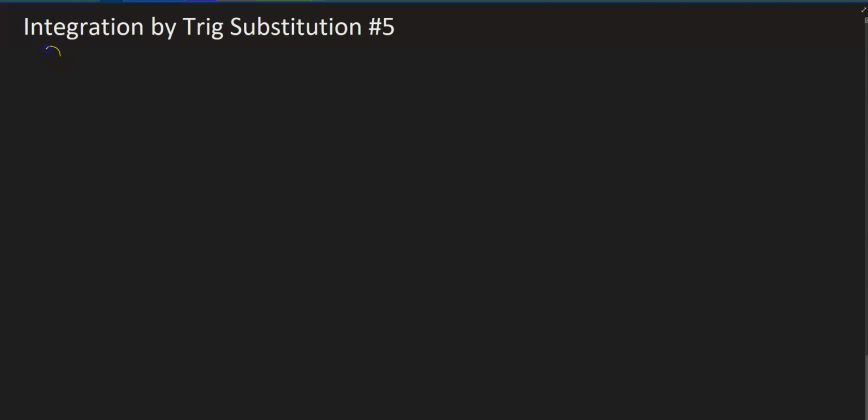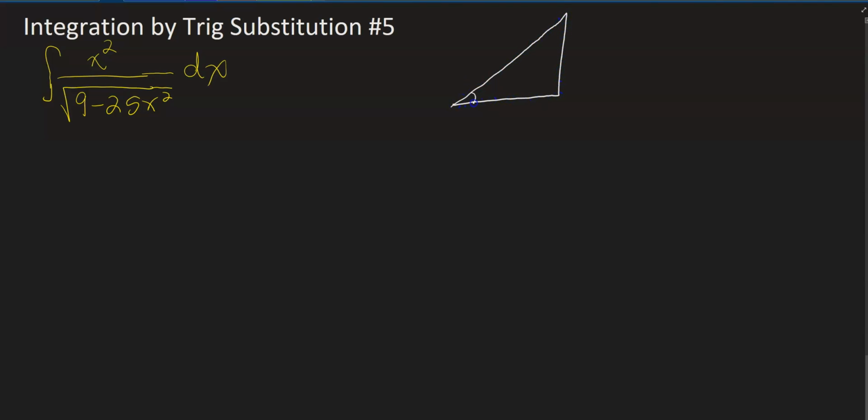Alright, so suppose you are interested in finding the integral of x squared over the square root of 9 minus 25x squared dx. Okay, now the 9 minus 25x squared kind of gives away the fact that we do need a right triangle, right? And the right triangle is like this, with the hypotenuse being 3 because it's 9 minus, right? So that must be the hypotenuse. You're looking for one of the legs, okay?